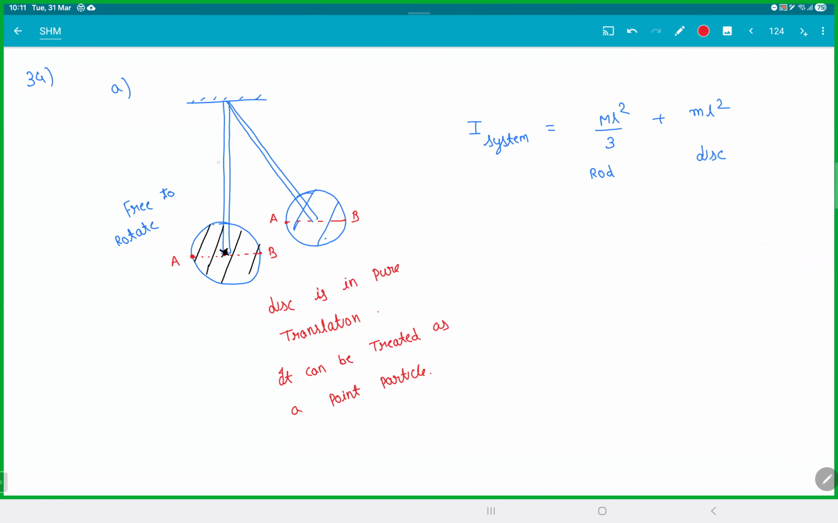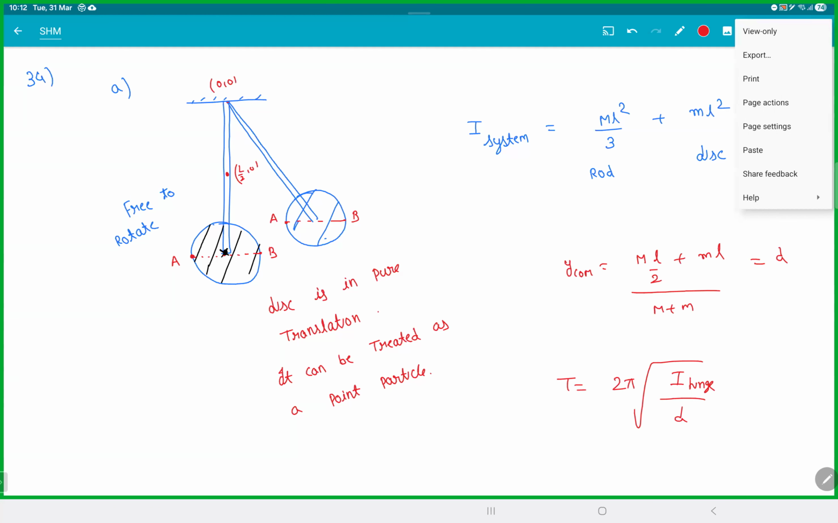And what about this? You need to find the center of mass. I think that is the reason someone is saying put m is equal to m. Right? You can calculate the center of mass position here. So if you take this as origin, this is L by 2 comma 0. So center of mass will be m into L by 2 plus m into L, over m plus m. This will be your D. There, you get the time period will be 2 pi root over I about the hinge by D. So everything looks the same. The only difference would be this part.